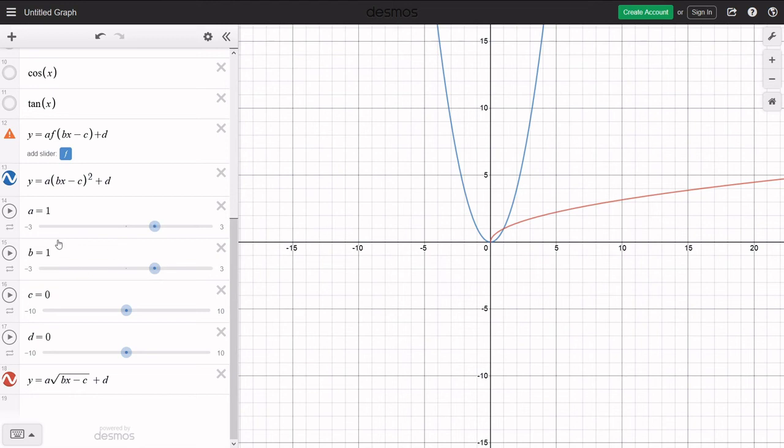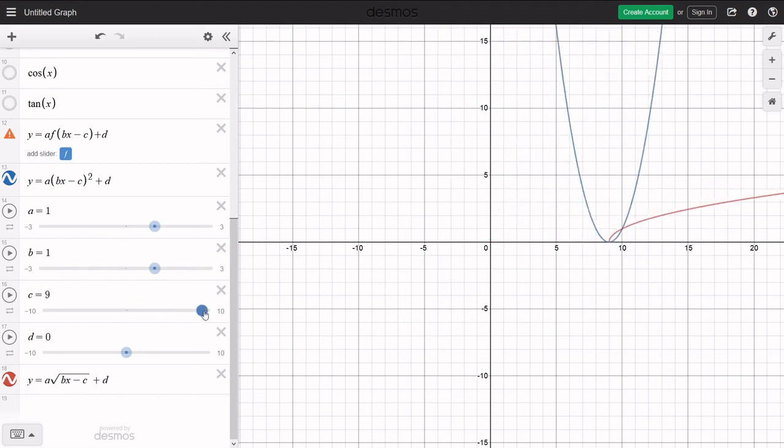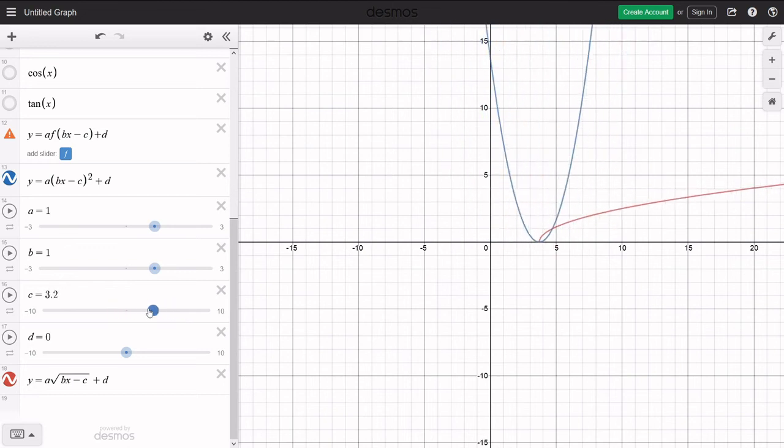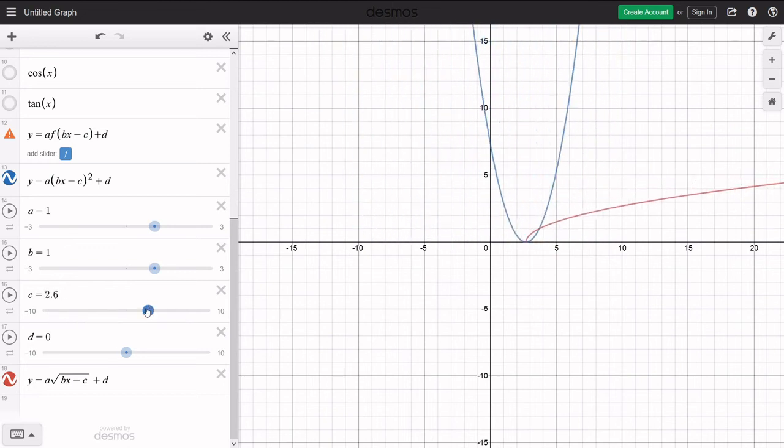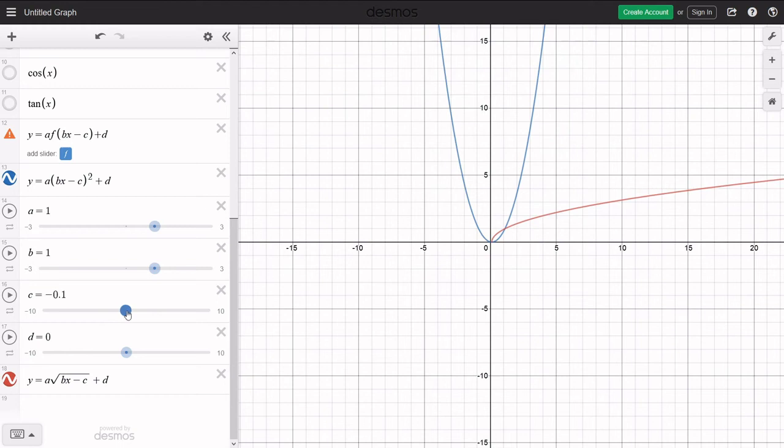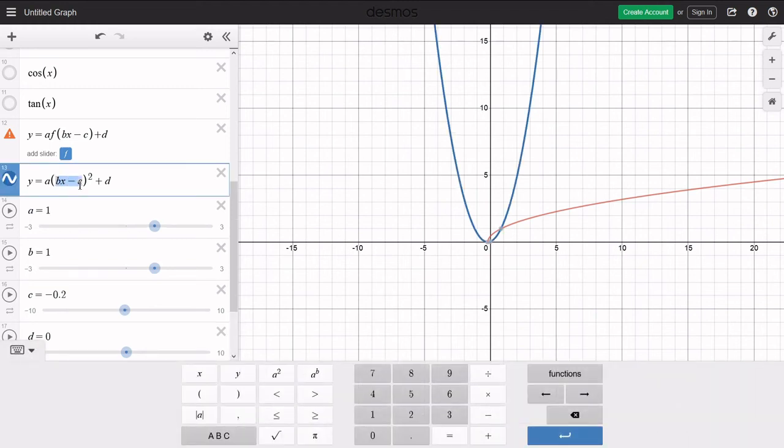Okay, now C, this is really just a shift left and right. Shift left, shift right, all those things. And that's horizontal motion. That's the reason why I said you should think about this as bx minus c. These are all horizontal movements. A and D are all vertical movements.